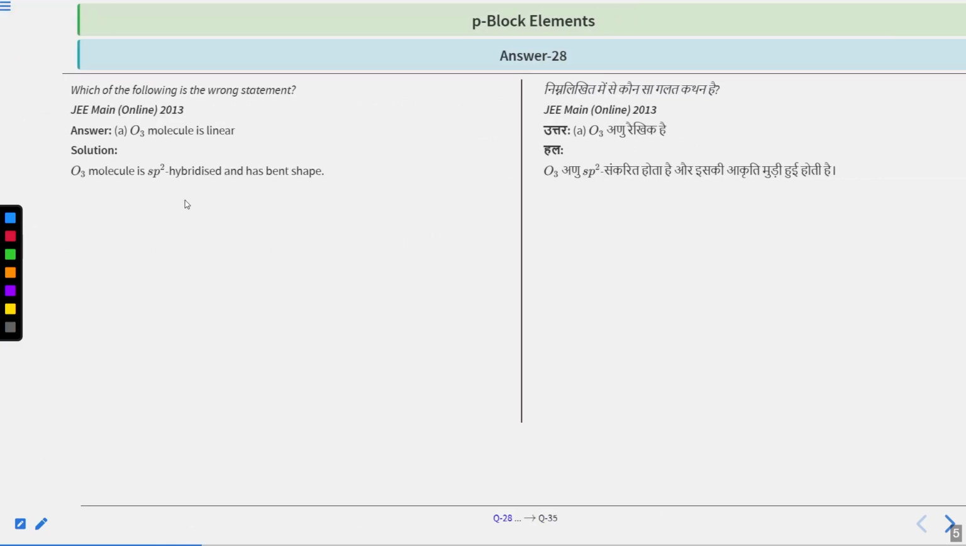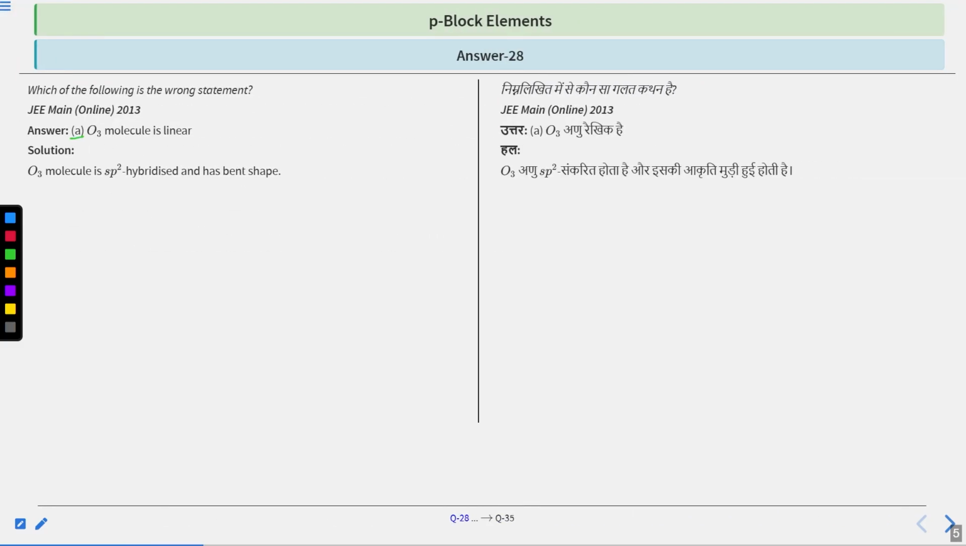Okay, let's see the answer. The correct answer is option A, that is, O3 molecule is linear. This is the incorrect statement, because O3 is sp2 hybridized, with three oxygen atoms bonded together, and it has a bent shape with a 120-degree bond angle, not a linear shape. That's why O3 molecule is linear is a wrong statement, and option A is the correct answer.